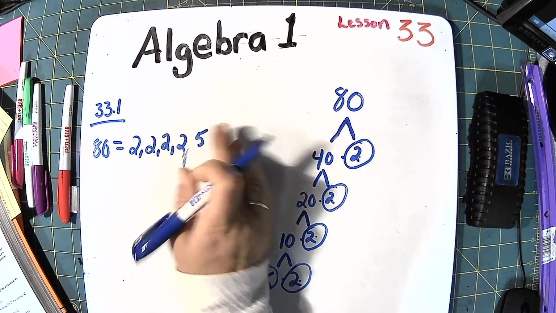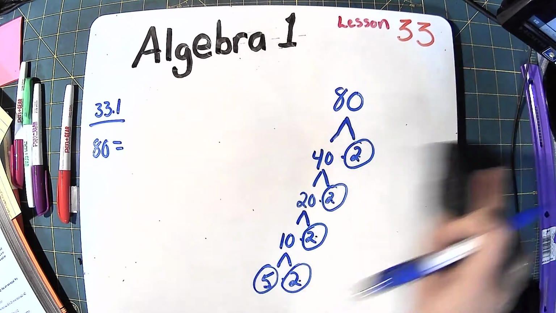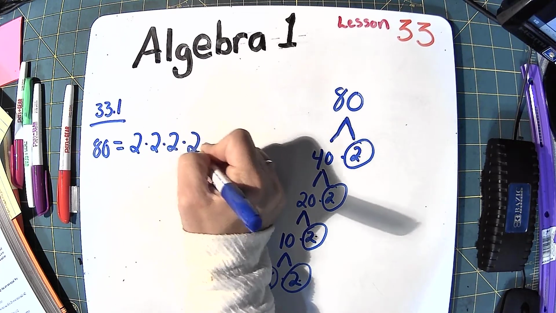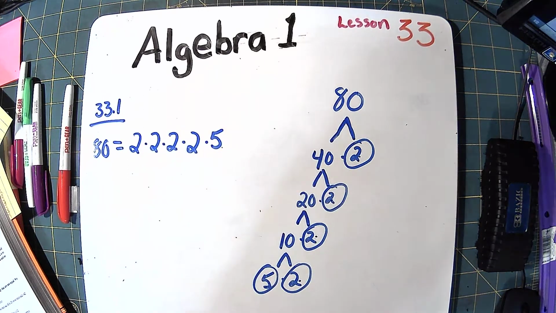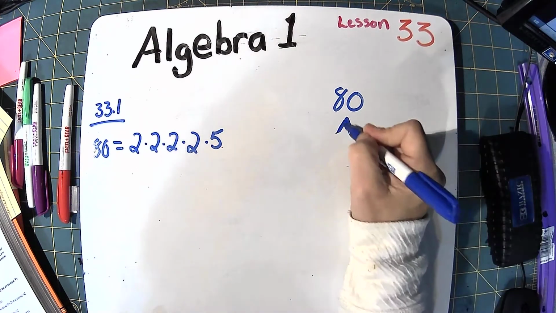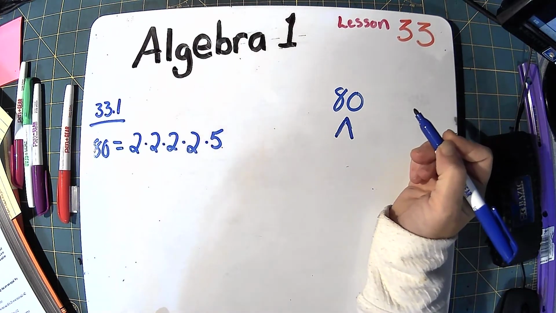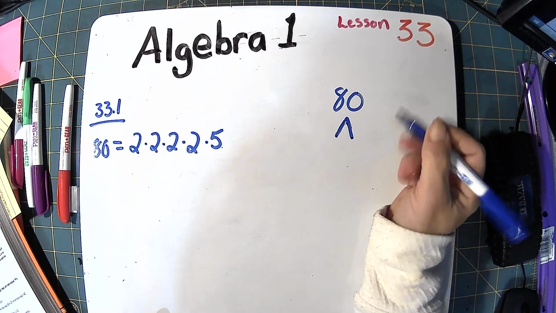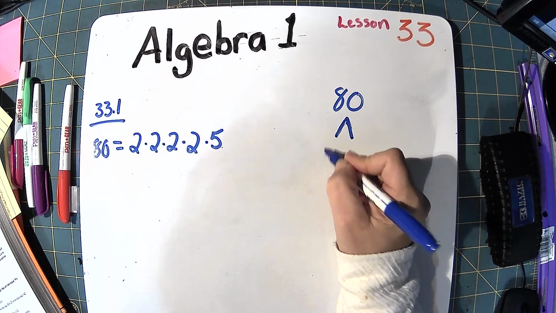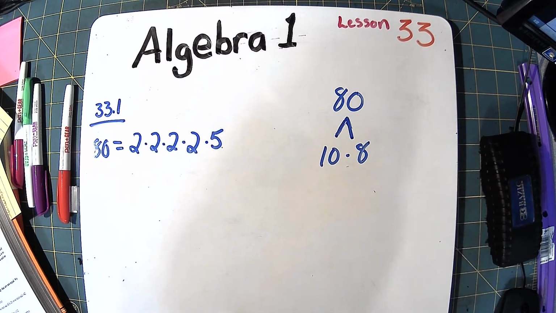Actually, I don't need a comma. What I need is a multiplication sign. 1, 2, 3, 4 times 5. Okay, that's a factor tree. I could have done it a different way. I could have said, all right, I know that, let's say, 10 times 8 is 80.